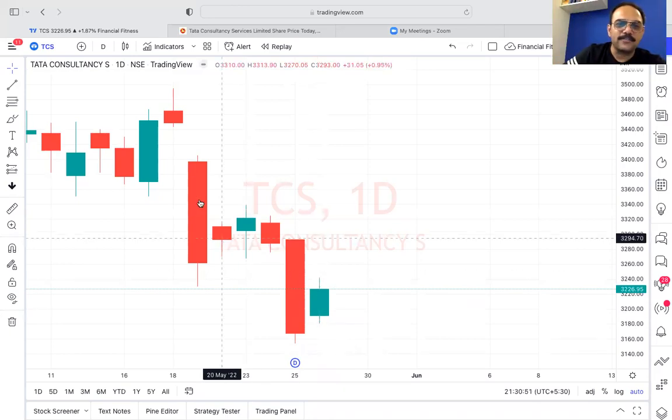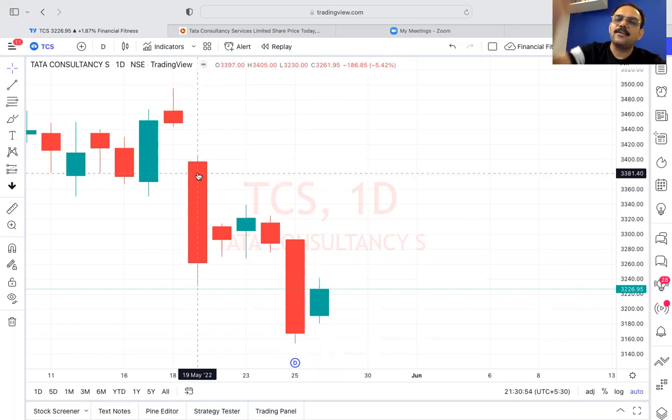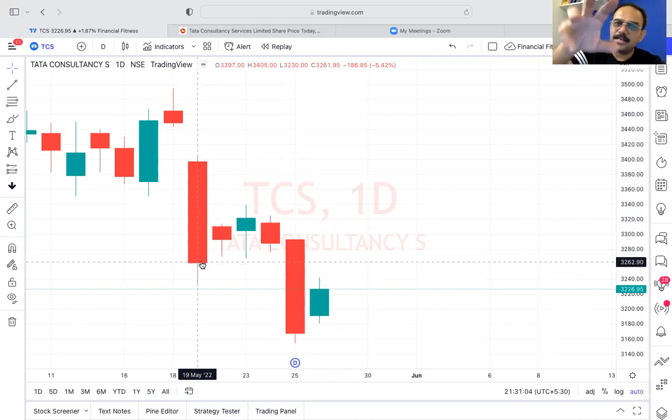Exactly opposite is the red candle. Here the close was lower than open, and the high goes to open, low to close. So yin and yang: if there is a green candle, there will be a red candle. Everyone okay how the candlesticks are being drawn? Pakka 100%?